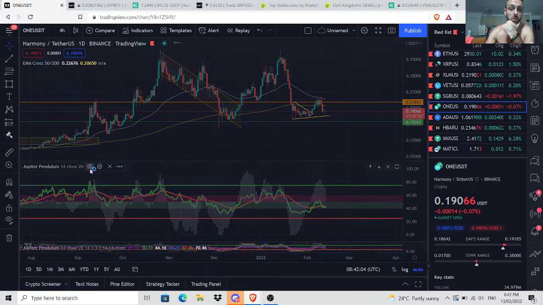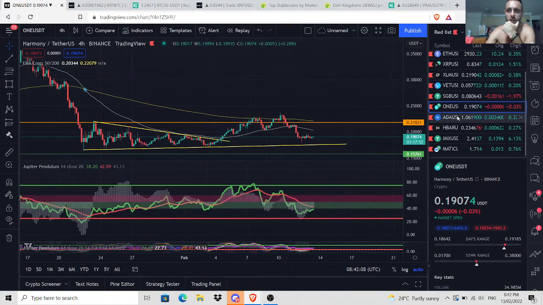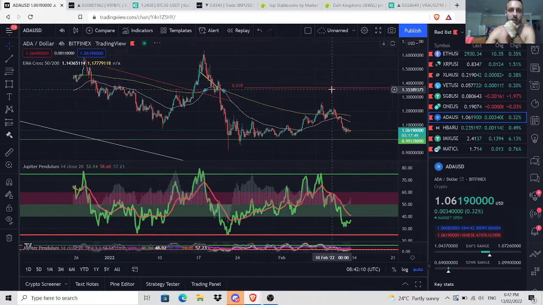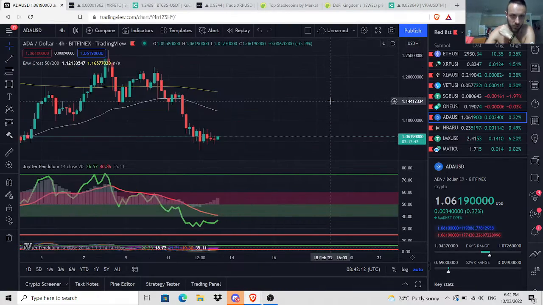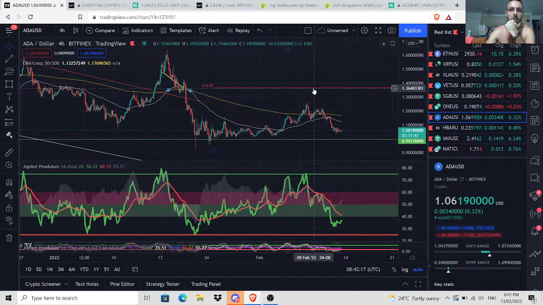And on the short term, we look like we could be getting a bottom as well, especially after taking green. Okay, ADA, Cardano, I might actually get involved here. That's looking good to me. That's looking very good.